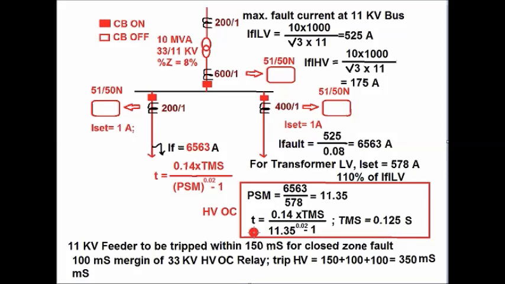So the trip time T, 0.35, is equal to 0.14 into TMS divided by 11.35 to the power 0.02 minus 1. So the value of the TMS comes as 0.125 second. This is how the TMS value is calculated for the overcurrent relay, and it is coordinated with that of the 11 kV feeder and the downstream side of the transformer.